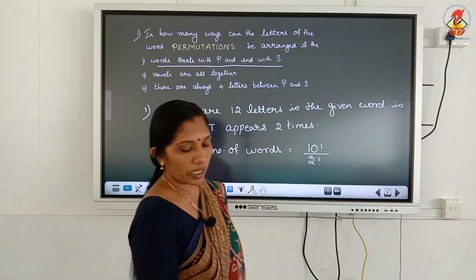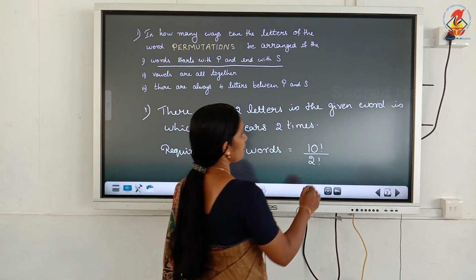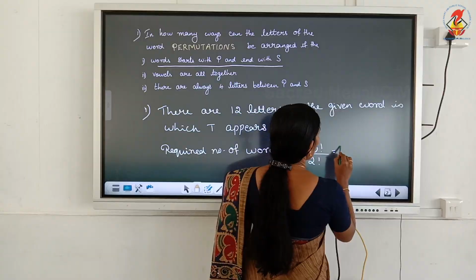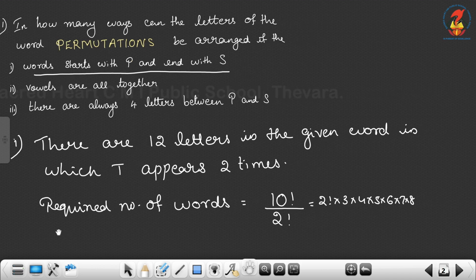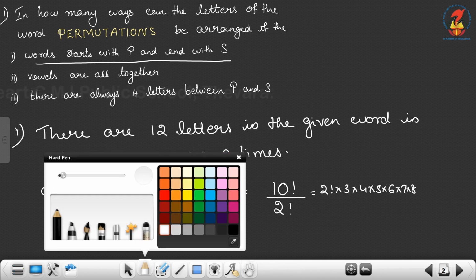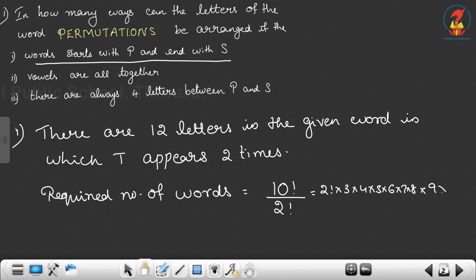Now we have to calculate this. What is the value of this? That is 2 factorial into 3 into 4 into 5 into 6 into 7 into 8 into 9 into 10, and you have to calculate. Its value is 1814400.